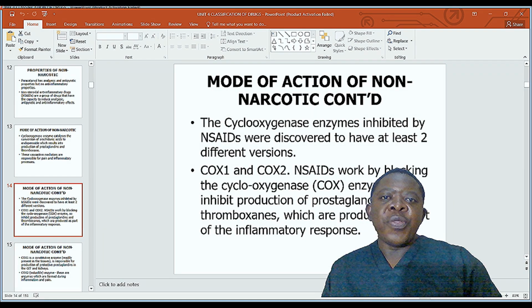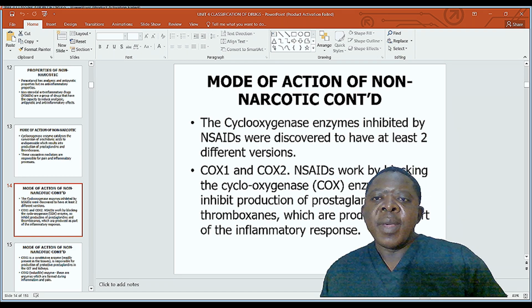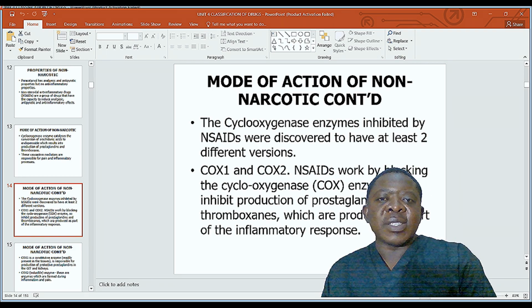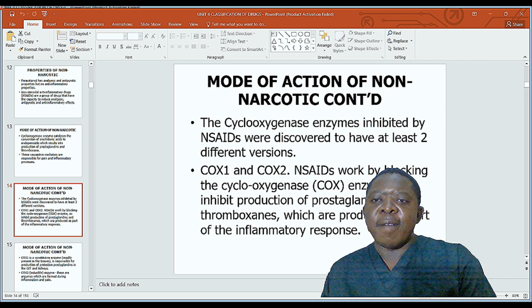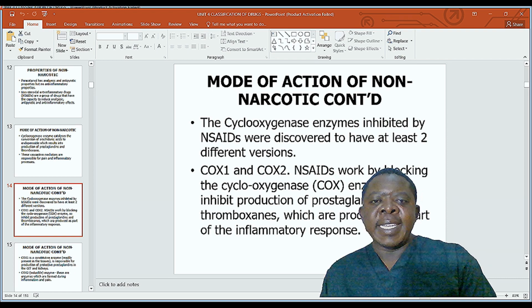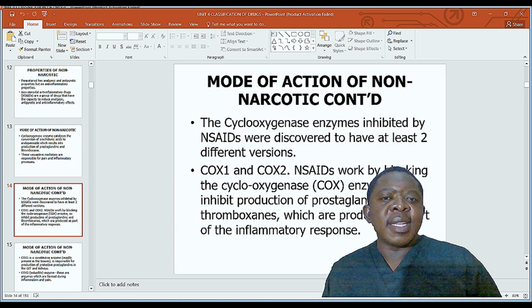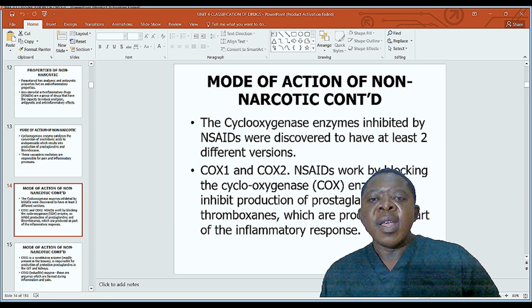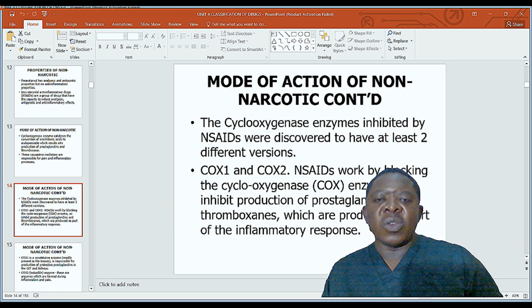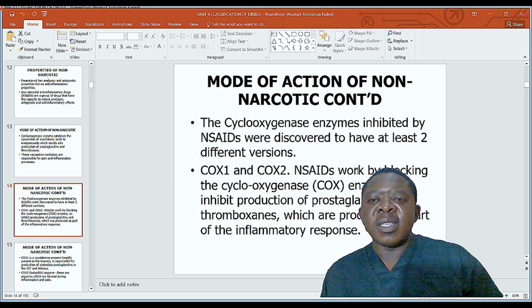The cyclooxygenase enzyme, inhibited by NSAIDs, was discovered to have at least two different versions. So we have cyclooxygenase 1 and cyclooxygenase 2, abbreviated as COX-1 and COX-2. NSAIDs work by blocking the cyclooxygenase enzyme, so they inhibit production of prostaglandins and thromboxane, which are produced as part of the inflammatory response.